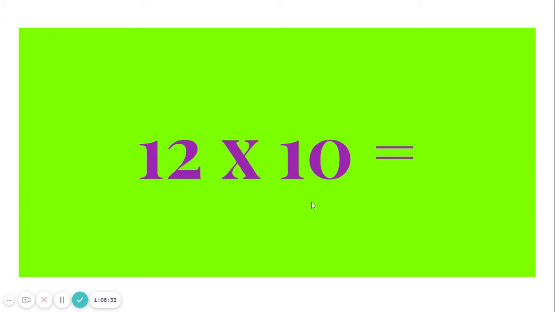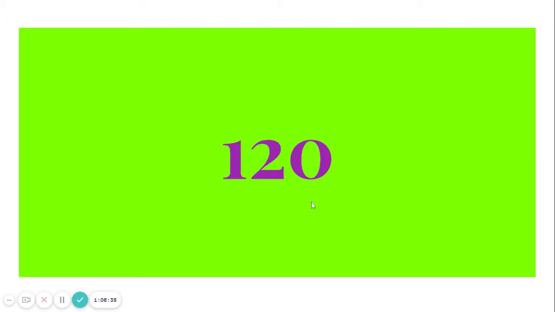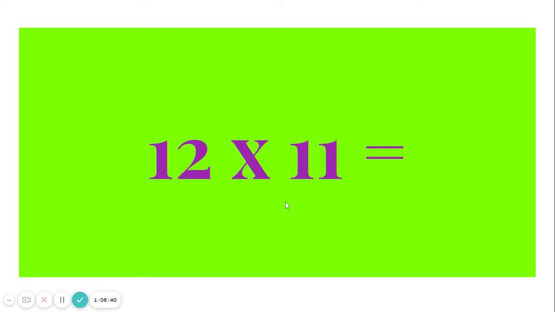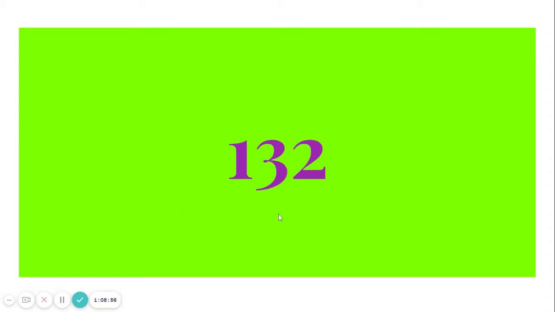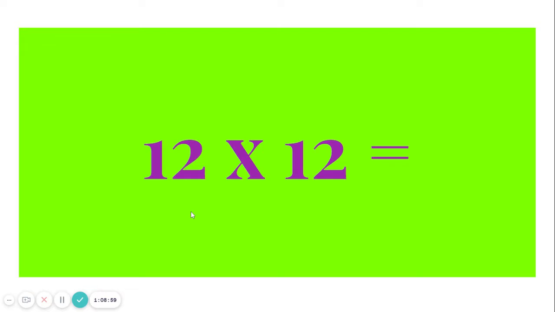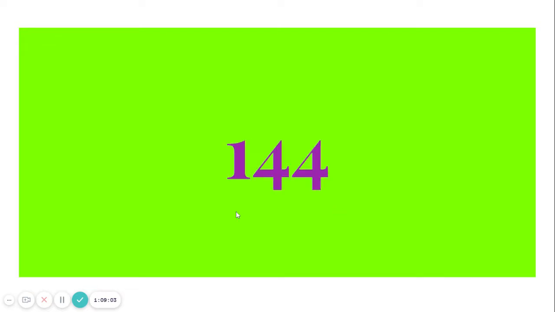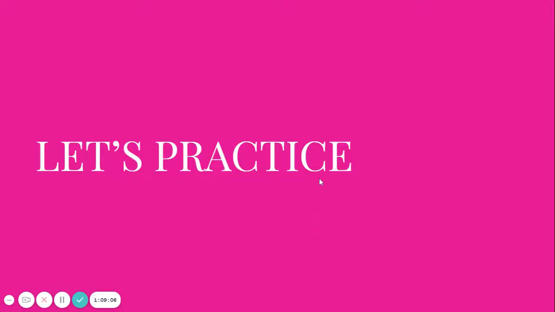12 times 10. Write that 12 down. Put a sticker on the end. 120. 12 and the sticker 0. 12 times 11. Okay, think about this as an 11's trick. Flip it around, 11 times 12. Split that 12 into 1, 2. Add the 1 and 2, 132. 12 times 11 is 132. 12 times 12, 144.